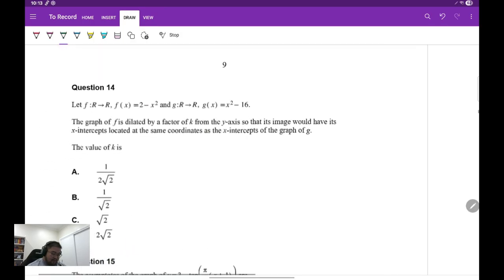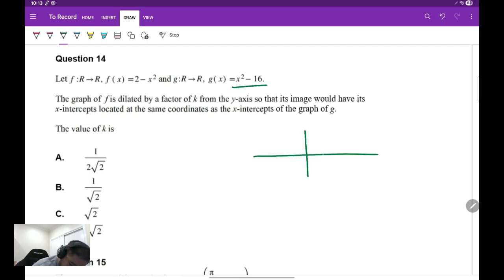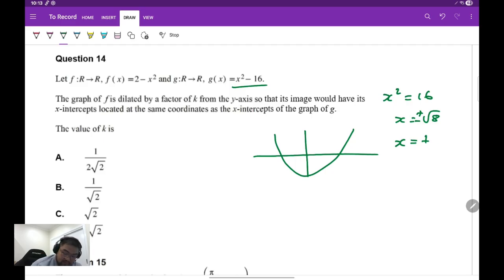All right, next question, question 14. So question 14 is saying that it's dilated by a factor of k. What's the value of k? So at the moment, what are the values? So we've got x squared minus 16. So what are the intercepts? So we've got x squared is equal to 16. x is equal to plus minus the square root of 16. Silly me. Sorry, guys. Square root of 16 is plus minus 4.